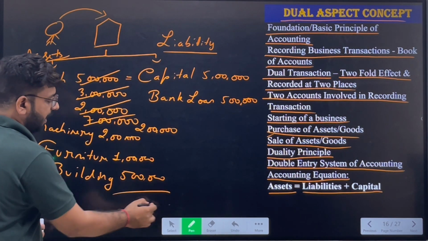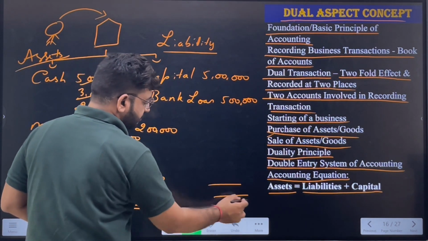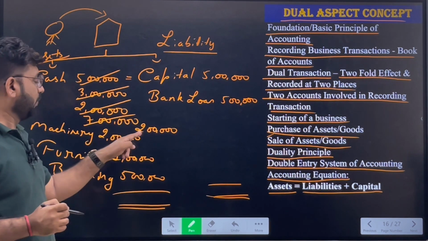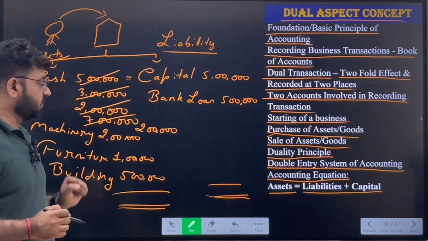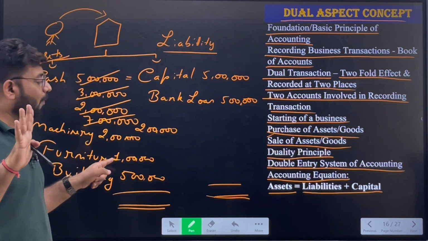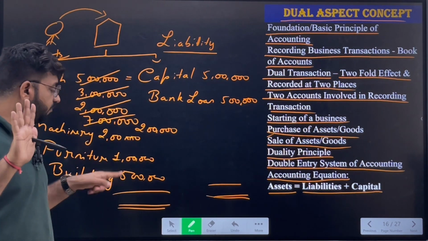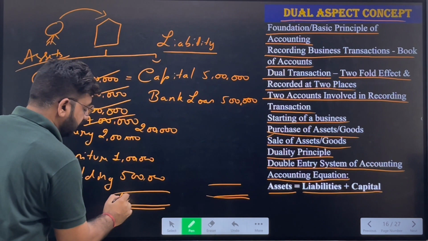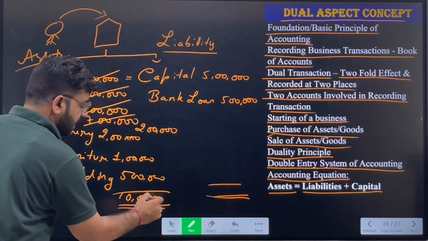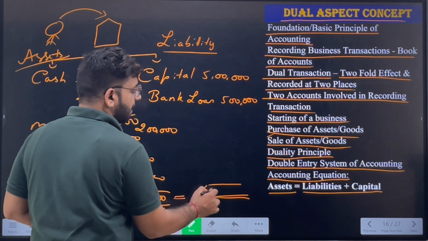So again, my totals will be equal. Let's check it out. I have 2 lakhs worth of cash, 2 lakhs of machinery, that is 4 lakhs, 1 lakh of furniture, that is 5 lakhs, 5 plus 5, 10 lakhs. I have 10 lakhs worth of assets with me and the same amount of liabilities.